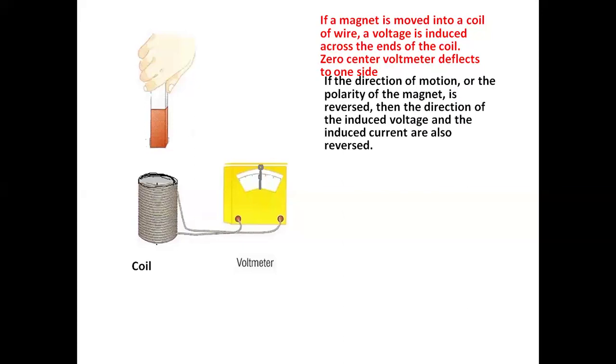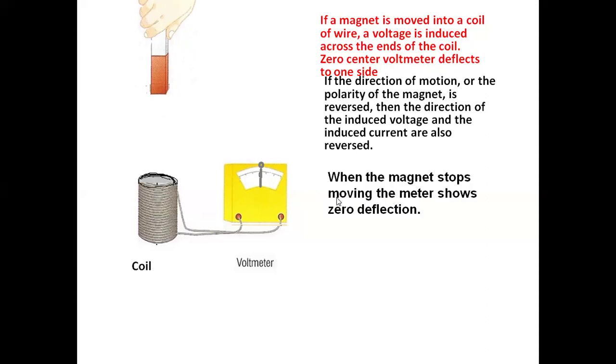If the pole is reversed or the direction of motion is reversed, like instead of moving the north pole towards the coil, we move the south pole, or we take the magnet away, the direction of induced EMF will also be reversed. And again, when the magnet stops moving, the voltmeter shows zero. So this is a momentary deflection. When the magnet stops moving, the meter shows zero deflection.